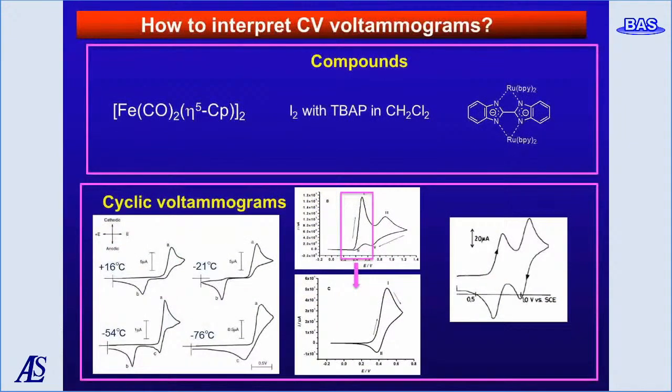I'm now moving on to the next topic. How to interpret CV voltammograms. Various compounds show different CV shapes, which indicate the electrochemical reaction taking place between electrode and analyte compound. Here we show 3 different compounds in this slide, which show different CV shapes at the bottom. So from these CV data, we have to consider the reaction mechanism of the redox reaction occurring at the electrode.